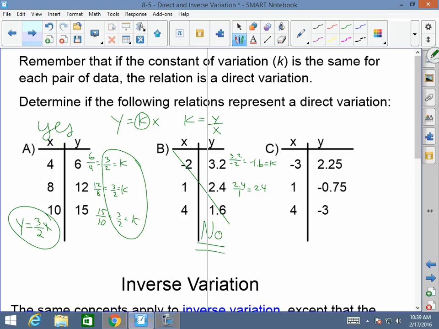Next, remember that k equals y over x. So 2.25 divided by -3, believe it or not, is -0.75. -0.75 divided by 1 is still -0.75. So that's my k. And then -3/4 is -0.75, which is my k. So all the k's are constant. So this is a yes. And just for giggles, what would my function be?